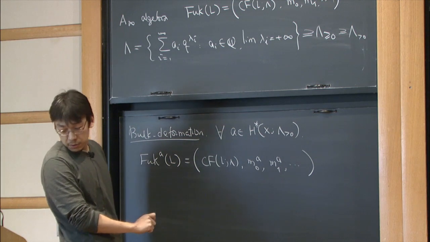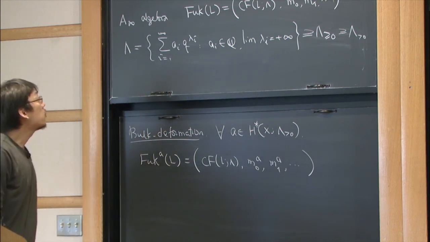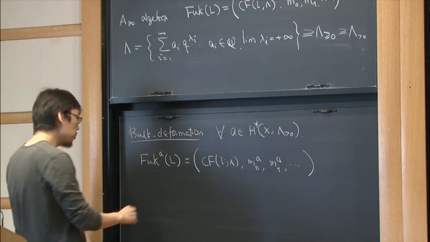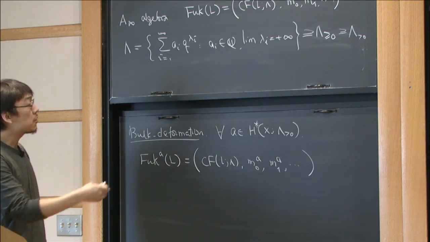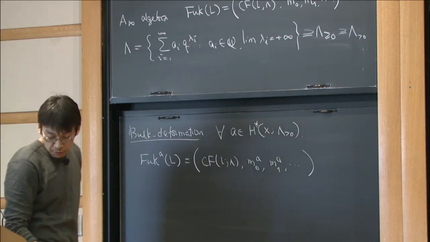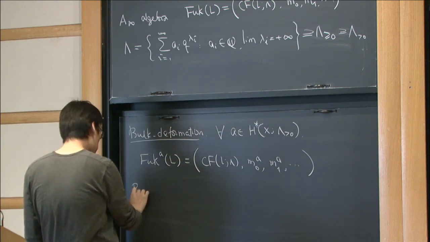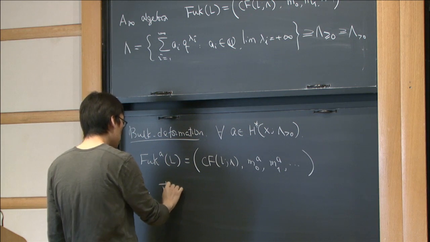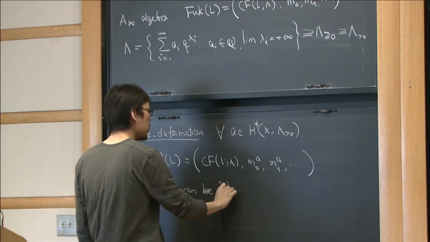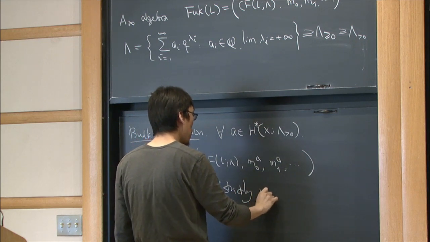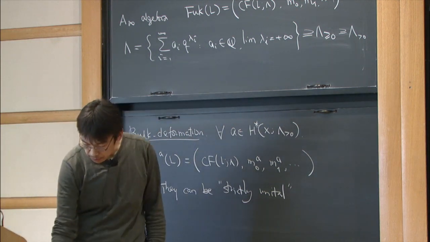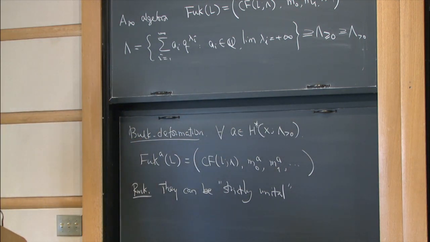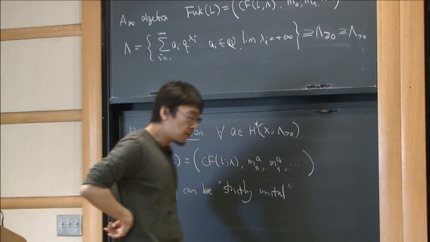Let's assume that we can make all these A infinity algebras strict unital, the meaning of which will be explained after I present this introductory part. So they can be so-called strict unital. Anyway, this is the starting point, the basic concept of A infinity algebra.